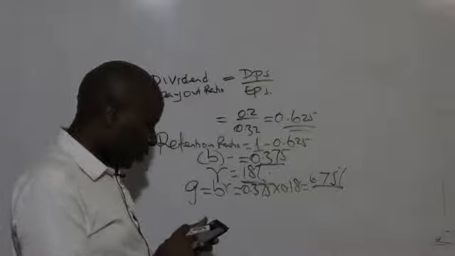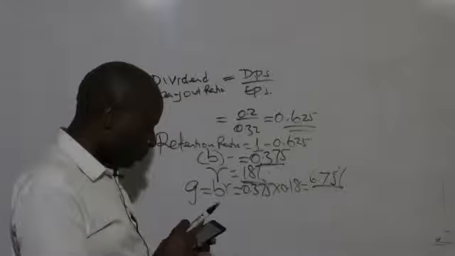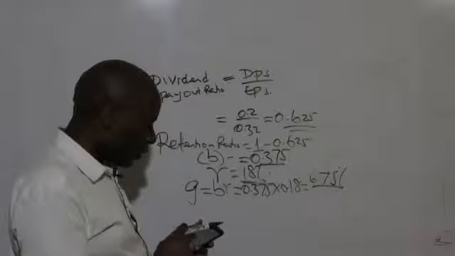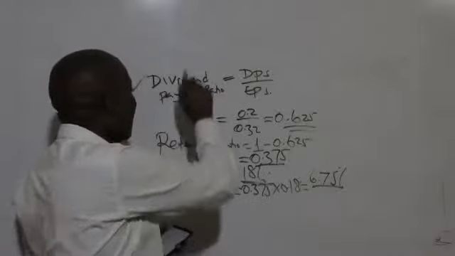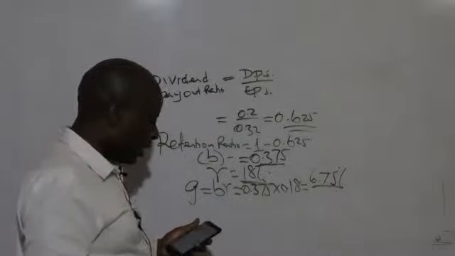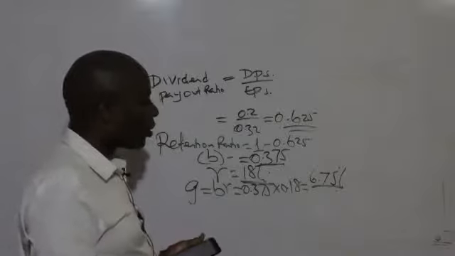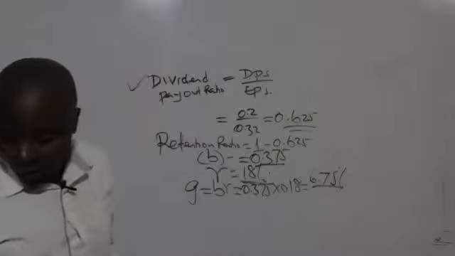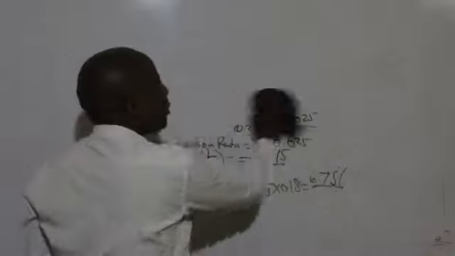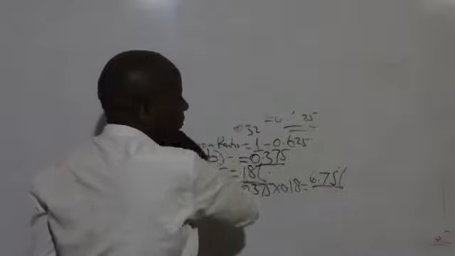Now, straight away, ladies and gentlemen, they wanted us to estimate the rate of growth in dividends. That we have done very well. Now go to B, where they want us to estimate the cost of equity. So B, cost of equity, is as easy as a leisure walk in the park.